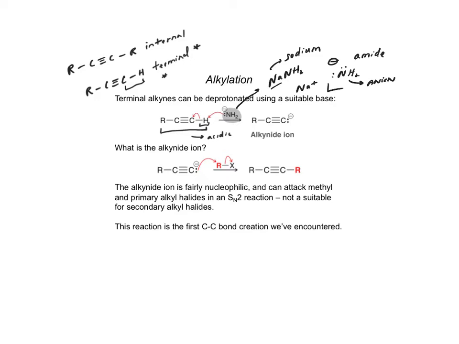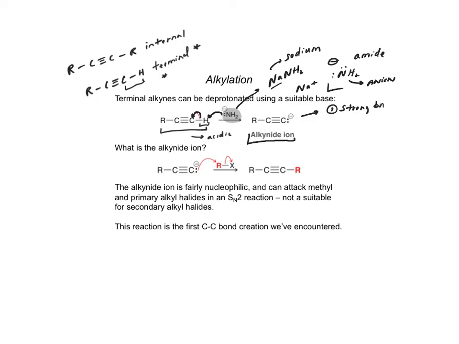Okay, so again, this is a strong enough base. It is strong enough to deprotonate our acetylene, right, in a proton transfer reaction, and the product of that is going to give us this alkynide ion, okay? So this is a deprotonated terminal alkyne, and again, we call this the alkynide ion. Now, there's a couple of things to note about this.